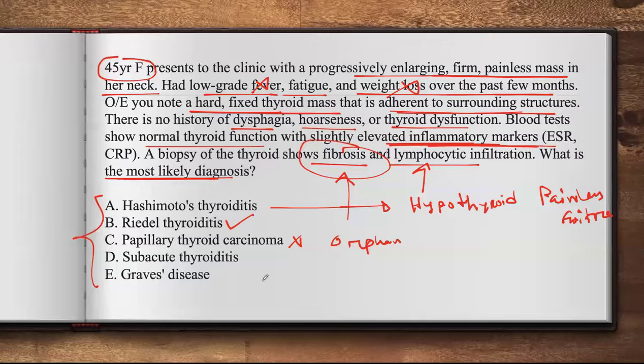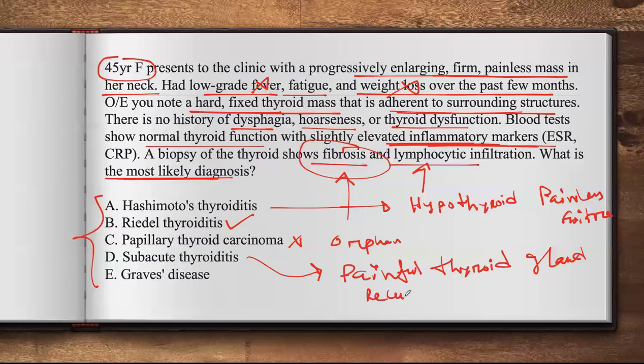It is Riddle's thyroiditis. Why not subacute? Subacute is the most common cause of a painful thyroid gland. Usually subacute thyroiditis will have a recent viral infection. The question will usually give you the clue that the patient had a recent flu-like illness and then a painful thyroid gland. That's subacute.